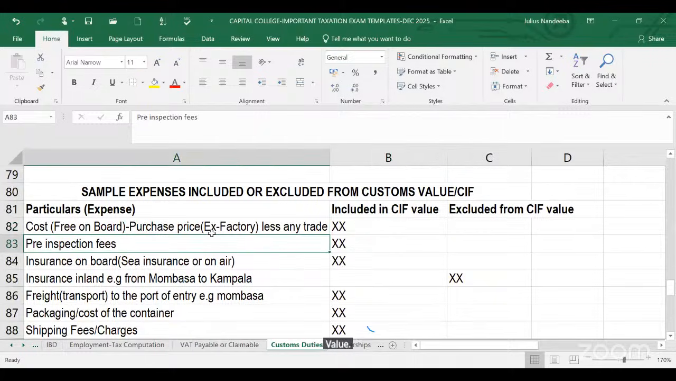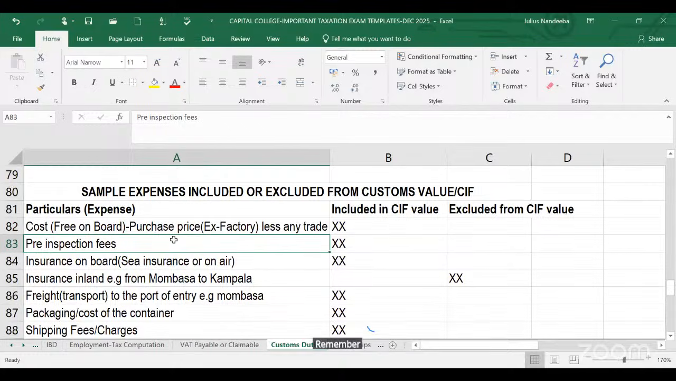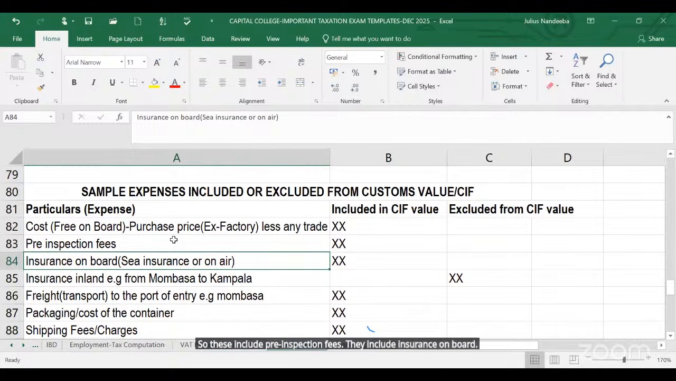The other common cost that the examiner looks at is what you call pre-inspection fees. Remember, all these are happening in the other country. So all the costs that have happened in the other country, please remember them to be part of the customs value. So these include pre-inspection fees. They include insurance on board. That is insurance up to the point of first entry.